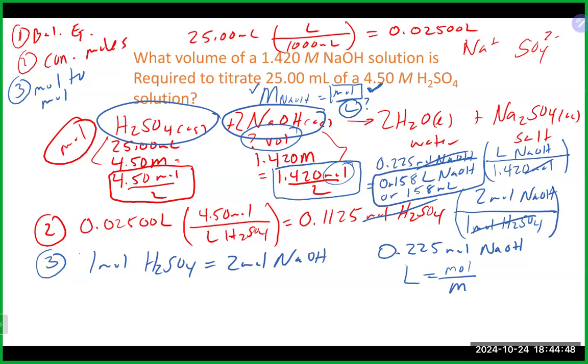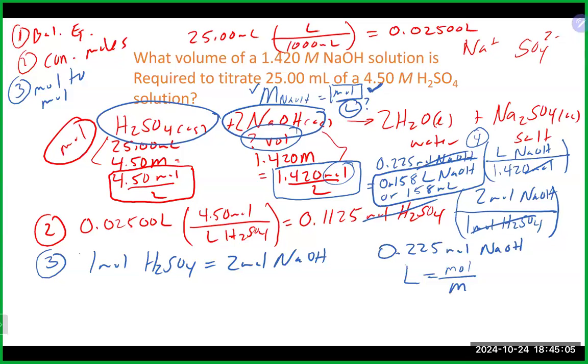So hopefully you can see it is really the same 4 steps, except that in step number 2, a lot of times we'll use molarity and volume. And in the last step, we'll also integrate molarity into the calculation as well. Any questions on any of those steps?